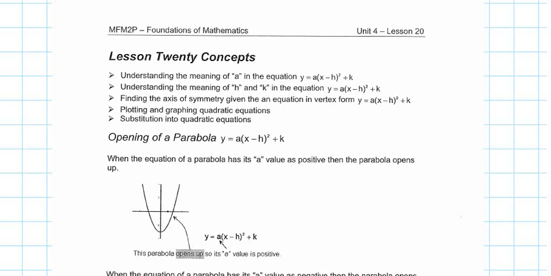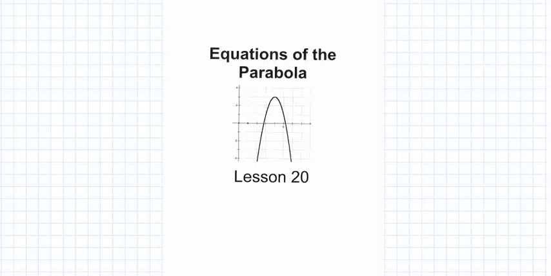Okay, so we are going to do quadratics in vertex form. Okay, so equations of the parabola. We talked about the parabola and the difference, like how can you find the vertex, how can you find the axis of symmetry, how can you find, looking at the graph, if it's opening up or down, right? And how can you find the x and the y intercept?